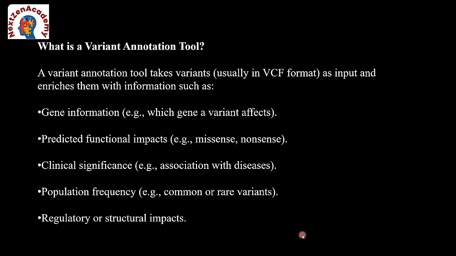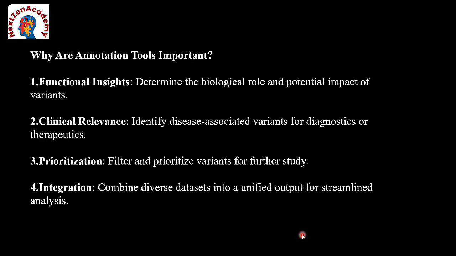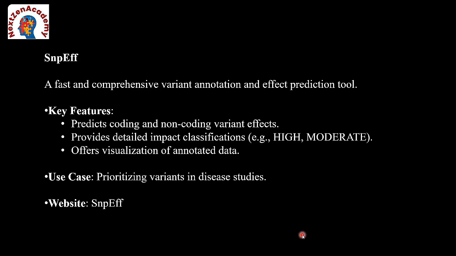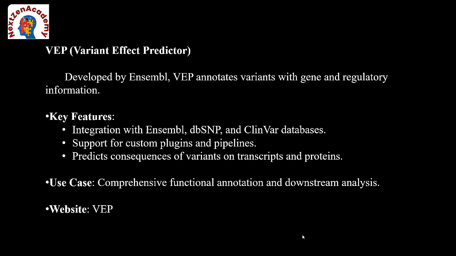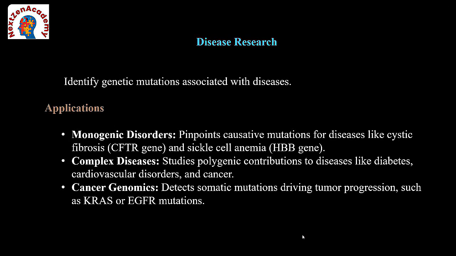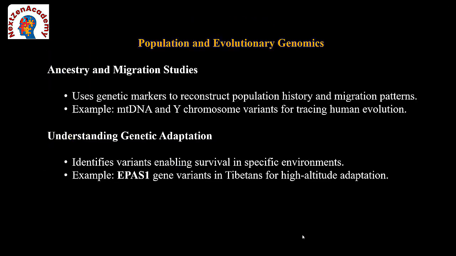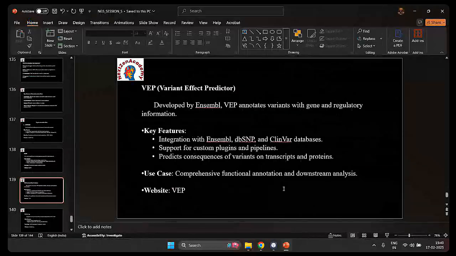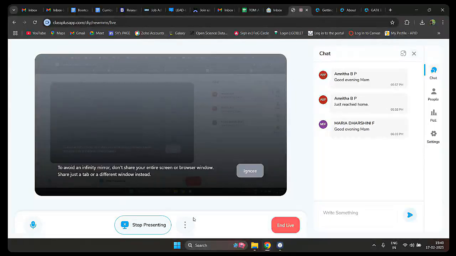Another annotation tool is called VEP. VEP stands for Variant Effect Predictor. It is developed by Ensembl. We need to do a functional prediction, and these are the main popular tools for variant annotation.